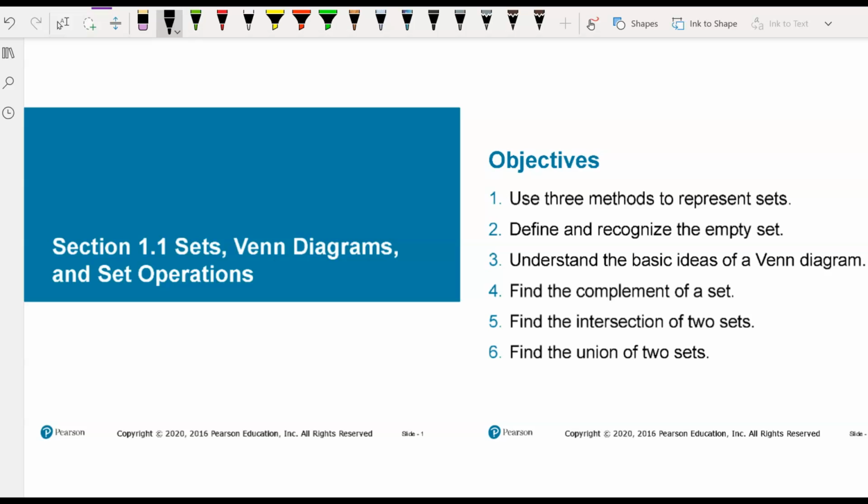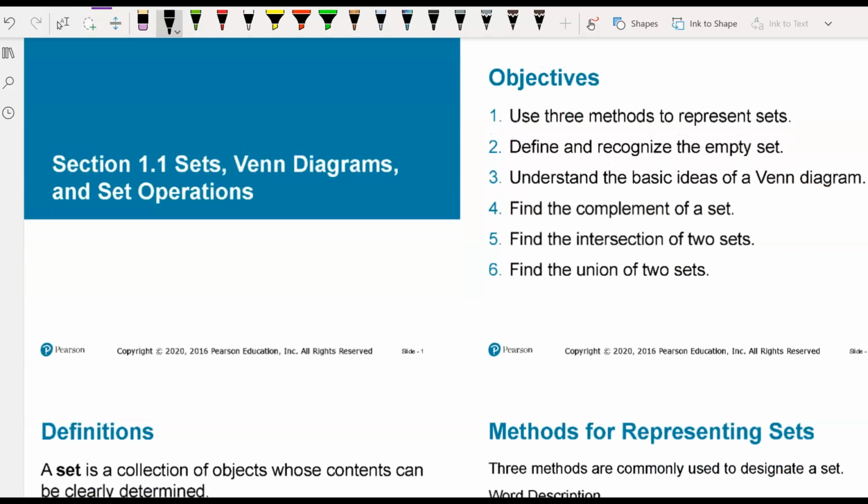Welcome back. This is 1.1, Sets, Venn Diagrams, and Set Operations. So we have our objectives here. You can read those if you want.